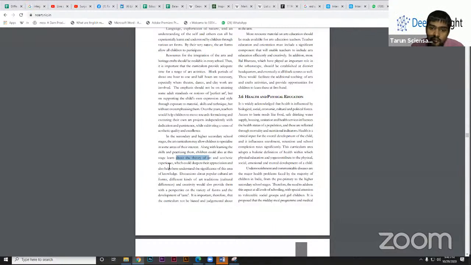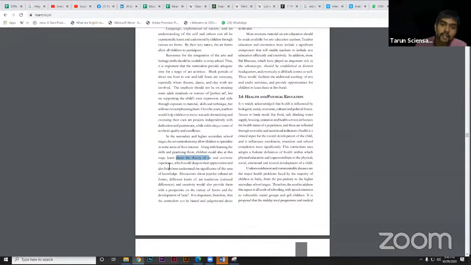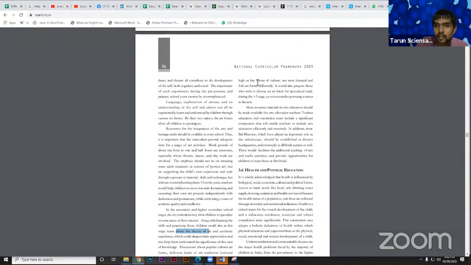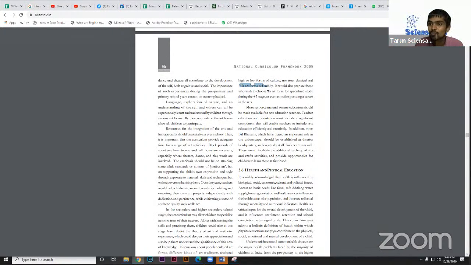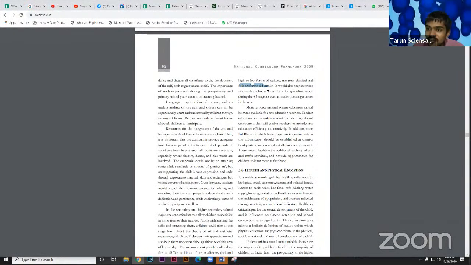It is important, therefore, that the curriculum not be biased and judgmental about high or low forms of culture, not treat classical and folk art differently. I hope this makes sense. How many of us value classical art to be more than that of folk art? I mean, how many of us think that classical songs, Carnatic or something, are more important than folk songs?